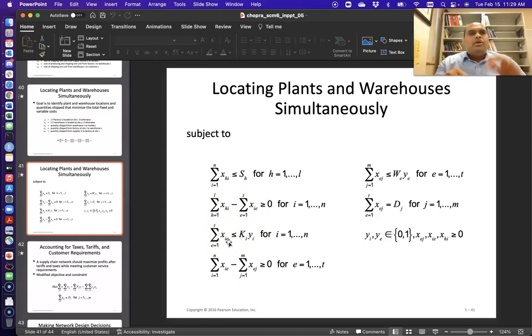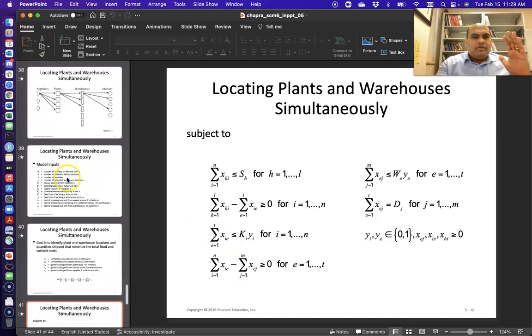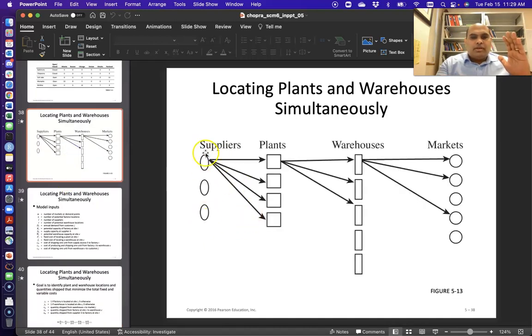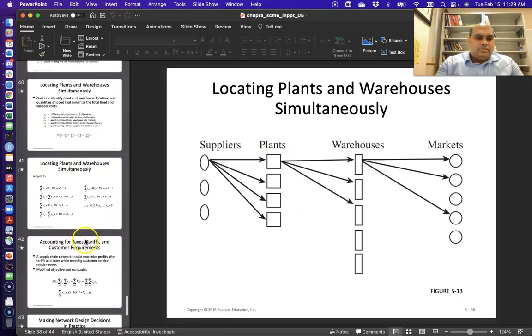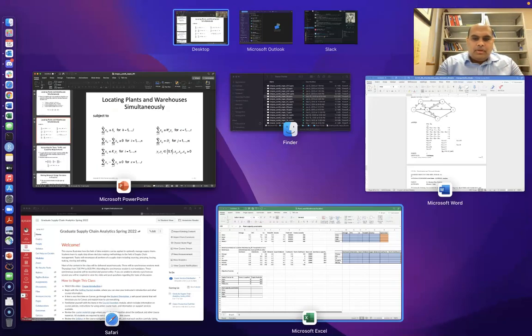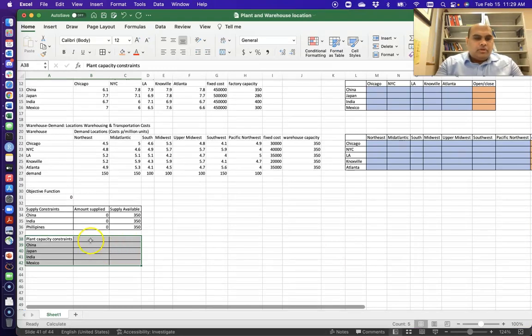But in my mind, say for example, we wrote the supplier constraint before we write transshipment from supplier to plant to warehouse. It makes sense for me to write the plant capacity constraint, but the order really doesn't matter. This is just something I'm thinking about in my mind. So let's write the plant capacity constraints first.